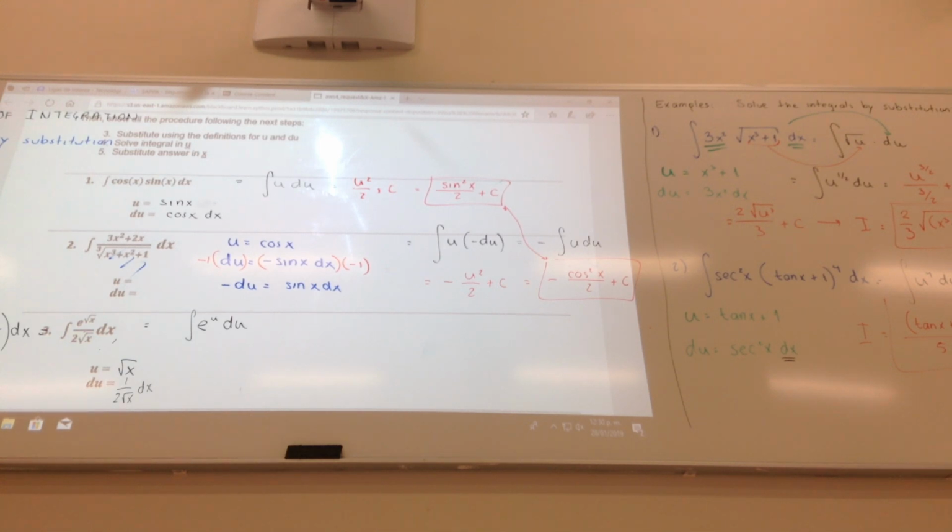The du cannot be in the denominator. If you put it in the denominator, it's wrong. Something is wrong. El du jamás puede estar en el denominador. No se puede integrar así.